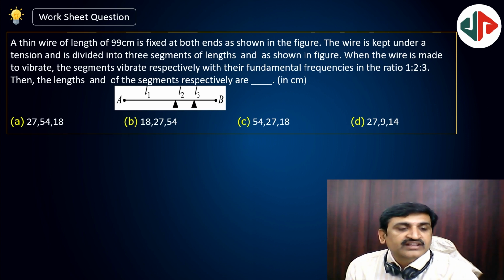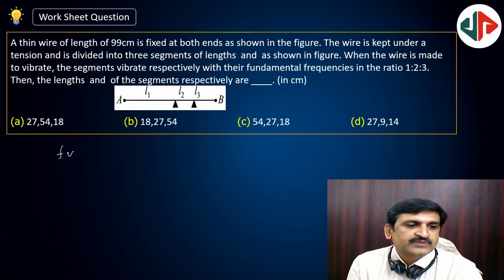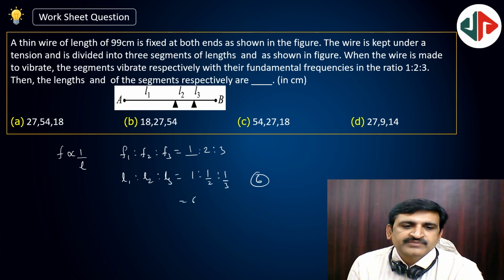Total length is already given as 99. We have frequency f proportional to 1 by L. So he gave the fundamental frequencies ratio f1 is to f2 is to f3 equal to 1 is to 2 is to 3. That means I have to take the reverse ratios. So L1 is to L2 is to L3 is equal to 1 is to 1 by 2 is to 1 by 3. LCM is 6. So this will become 6 is to 3 is to 2.